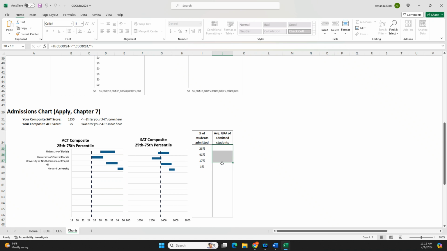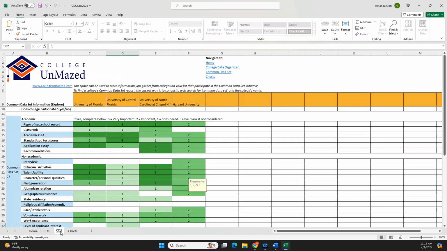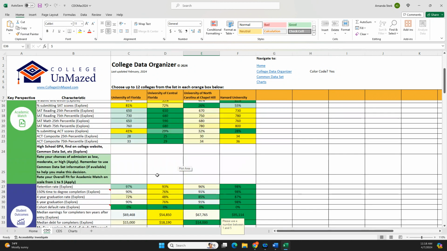If you did find the GPAs, you can find that in the Common Data Set or on the website. You can enter that on the CDO tab and it'll populate here. If I was doing my rating system, it'll tell me what's my best fit. What does that look like? And so again, it was super useful. It's a scaffolded approach. You don't want to go through and do this all in one day, but you definitely want to use this as you go through the college process and as you learn more information. It really helps you ask better questions and analyze and find out which college fits you the best.